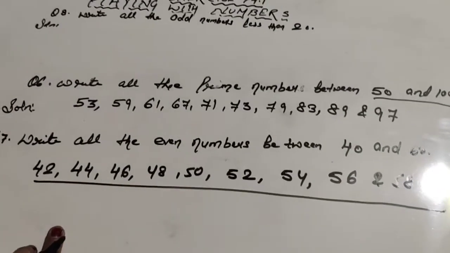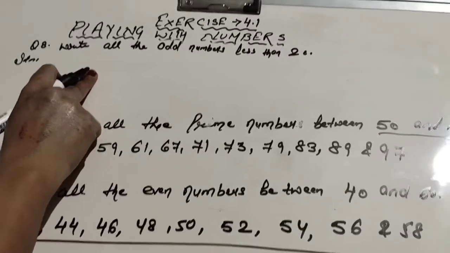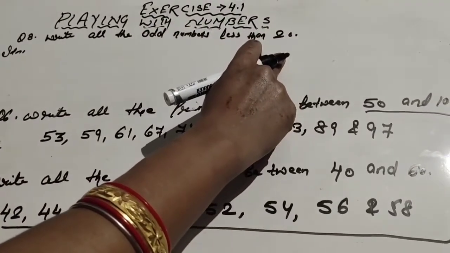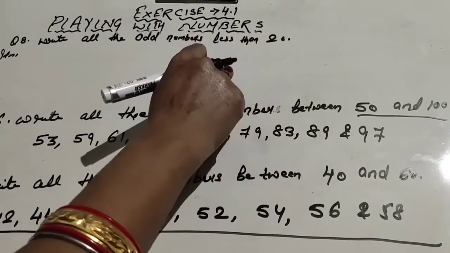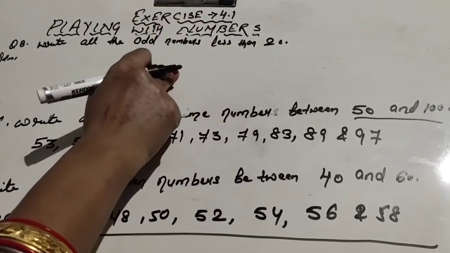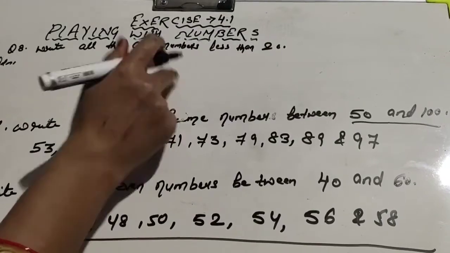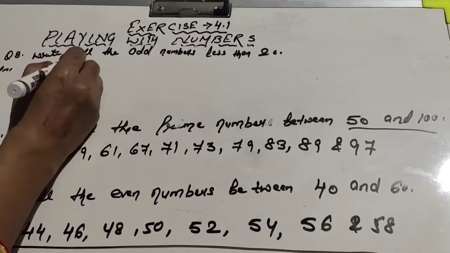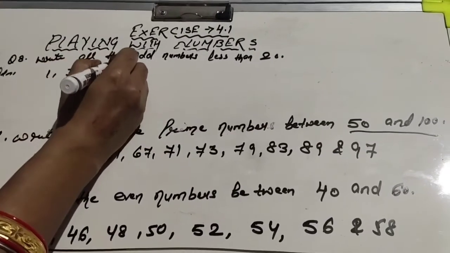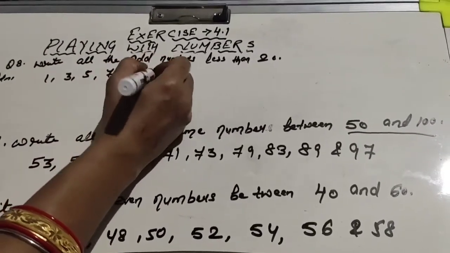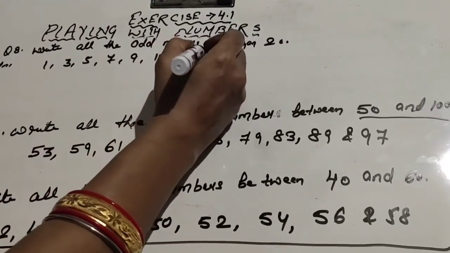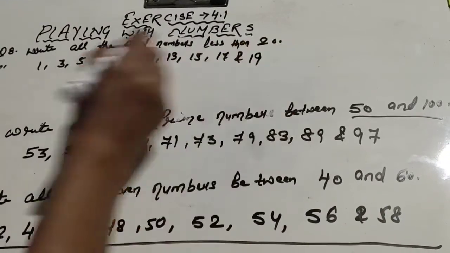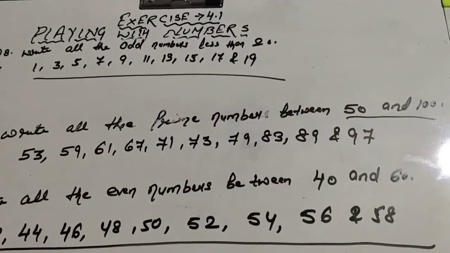Okay. Question number 8 is given: write all the odd numbers less than 20. We will find the odd numbers less than 20. Odd number means which is not divisible by 2. So you have to write here 1, 3, 5, 7, 9, 11, 13, 15, 17 and 19. These are your odd numbers. Okay.